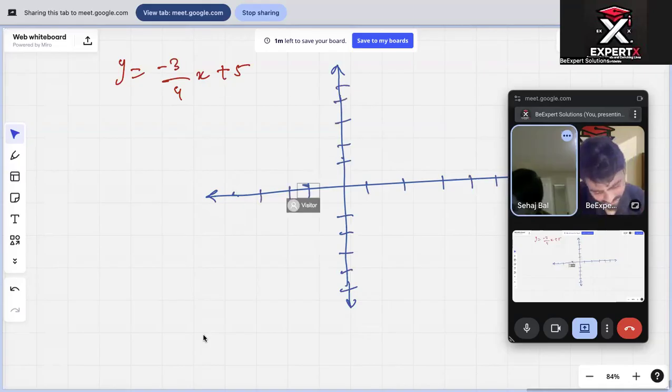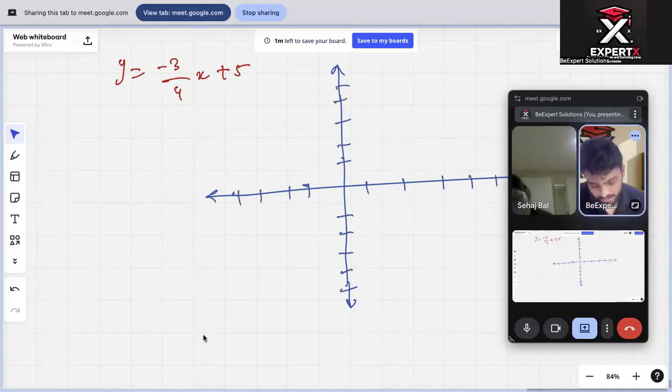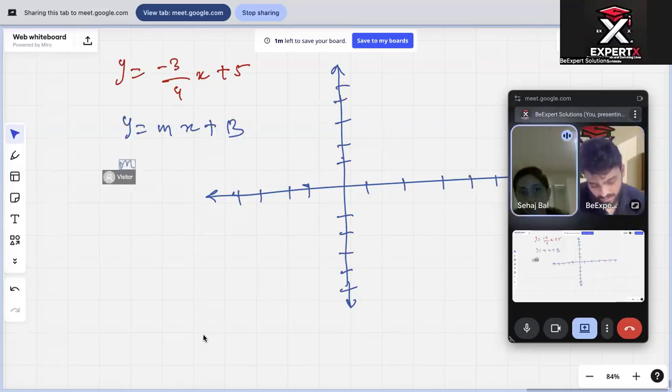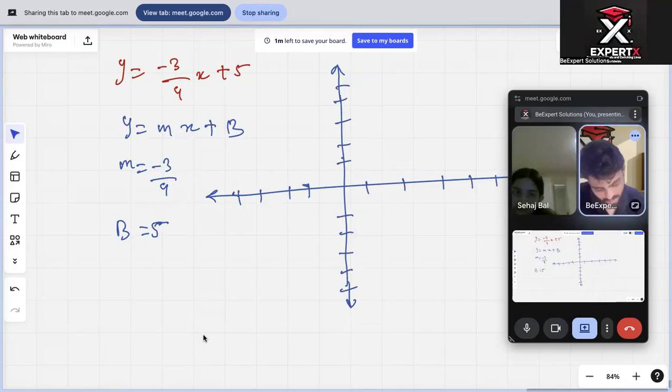So tell me, what is the slope here? Our slope is minus 3/4. Exactly. And what is b? This is 5. We mark the y-intercept first as 5, which is basically here. Okay. Now, after marking, we have to go rise over run.